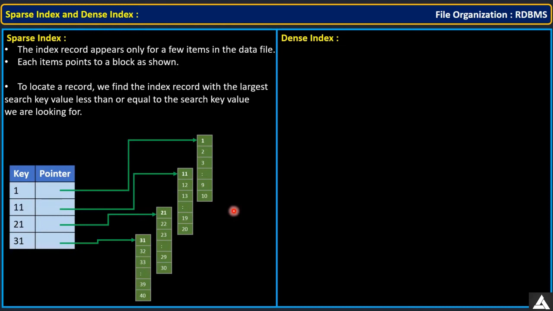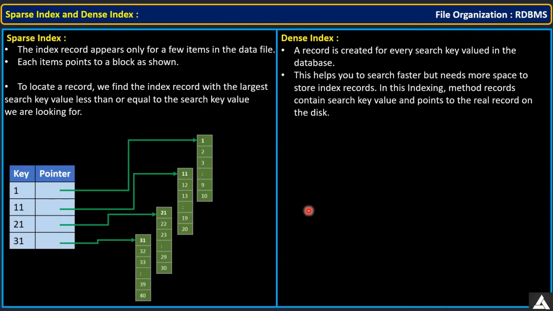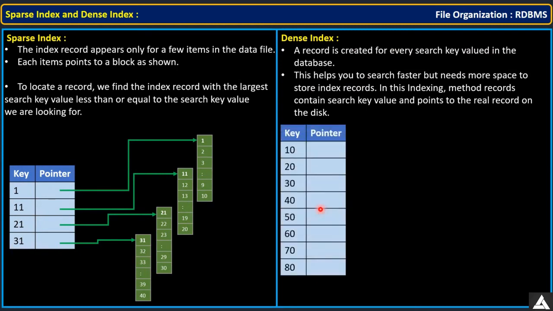But when you come to the dense index, it is quite the opposite: an index record is created for every search key value in the database. Simply, for every record in the block, we are going to have an index. This helps you search faster, but needs more space for storing index records. Here you can see a total of 40 records, so only 4 index records. But here, however many records we have, that many index records we need. That is what you can understand from the diagram.